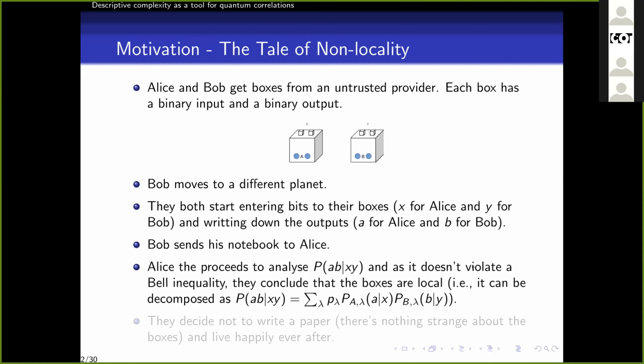And as it doesn't violate the Bell inequality in the case of the boxes she had, they conclude that the boxes were local in this example, which means that the probability can be decomposed as this linear combination of local probabilities for Alice and for Bob. So they conclude that there's nothing strange about the boxes they had, so they don't write a paper or anything, and they just live happily ever after. So this is the usual tale about non-locality. I'm actually telling the tale about locality here, because they have local boxes.